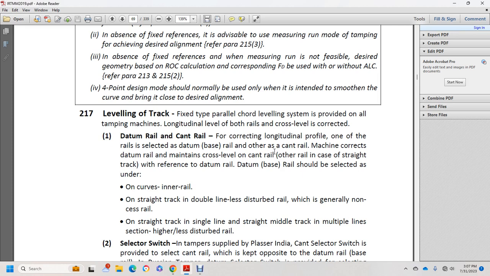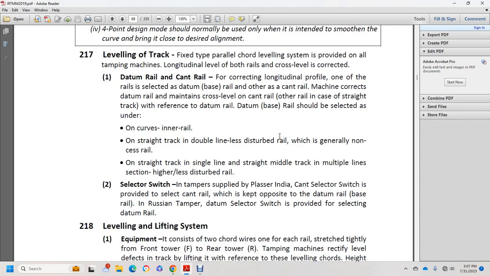On straight and single line, and on the straight middle track with a multiple line section, the higher, less disturbed rail. A selector switch for the tamper supply with a pressure into the cant selector switch is provided for selecting the cant rail, kept opposite the datum rail base of the rail, with the brush and tamper. The datum selector switches provide selecting the datum rail.